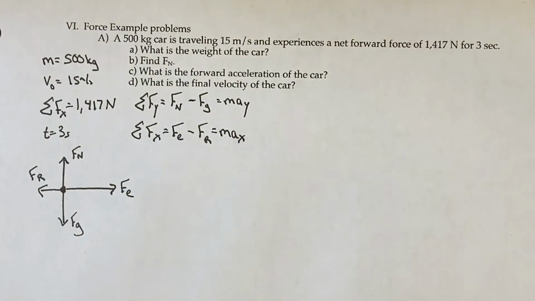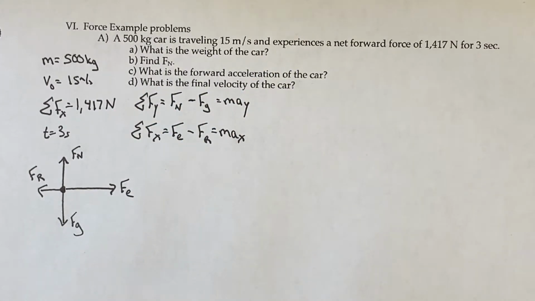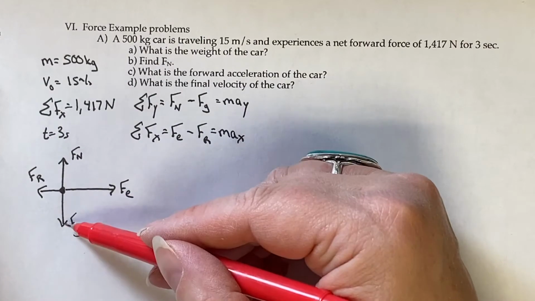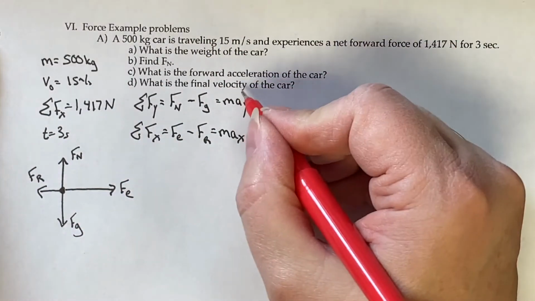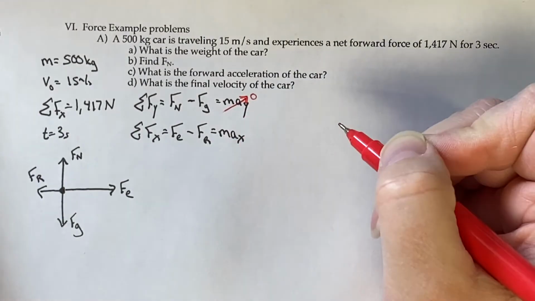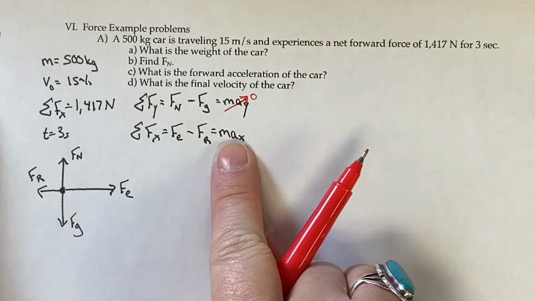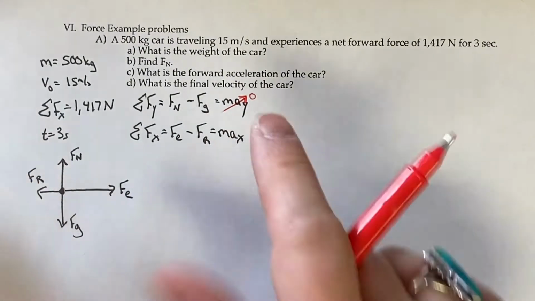Last thing I want to do is think about, is anything in these equations zero? Well, the forces in the vertical direction are balanced because there is no acceleration up or down for this car. So I'm going to show that that acceleration in the y direction has canceled out to zero. There is an acceleration in the x direction. This car is speeding up, so we leave that.